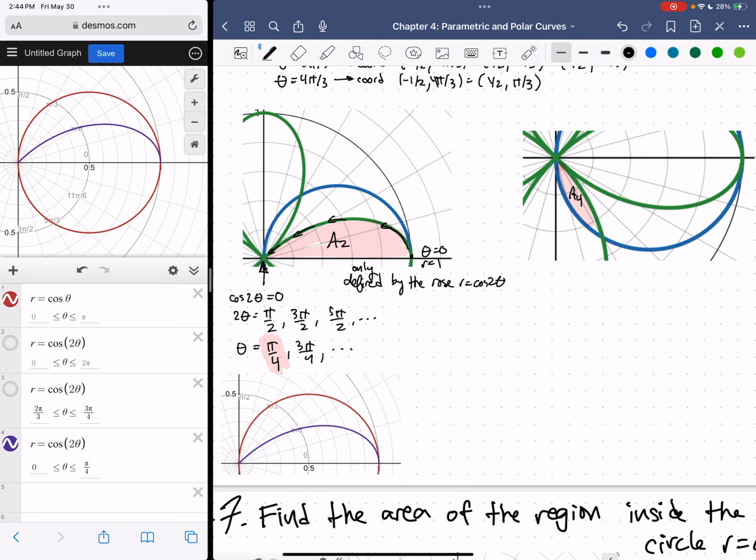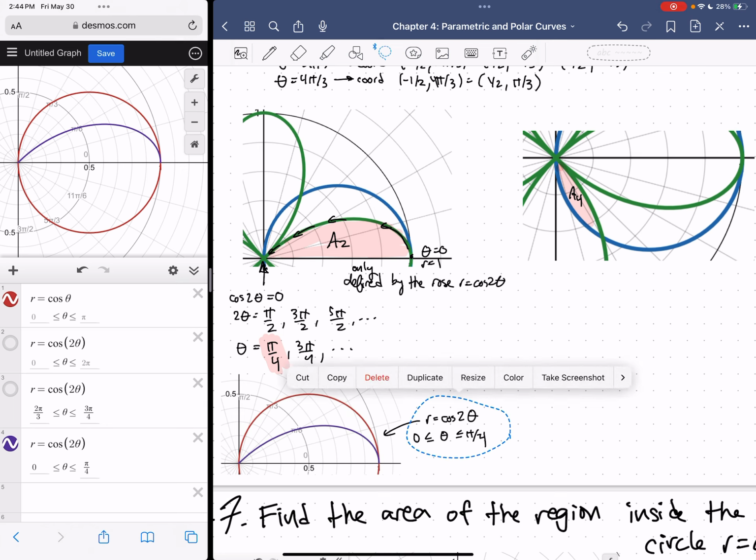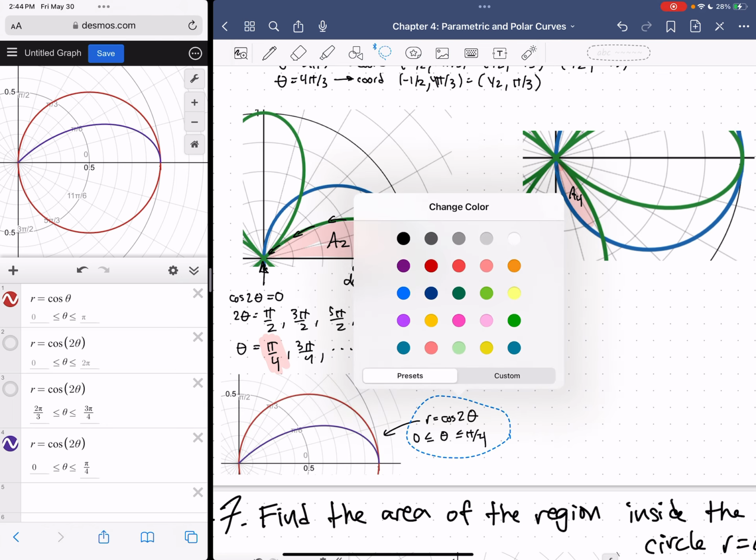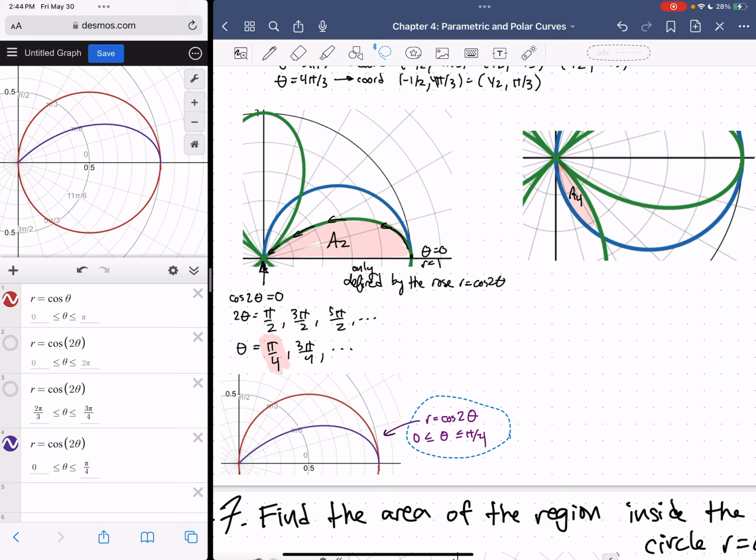So here, this graph is limited to that. Okay, that's good. That means we have the right, I'll put that in purple too. That means we can say for sure this is the range of values that we're looking at.